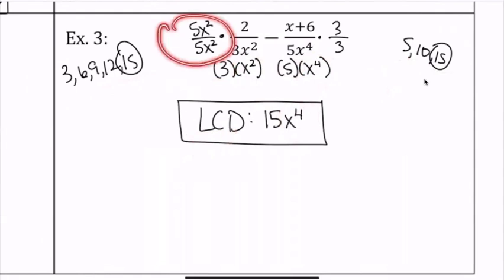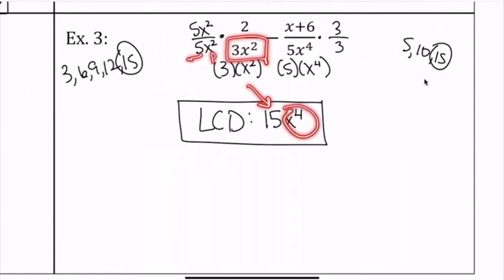And then over here, I've shown how we're going to do that. Our first one was 3x squared. I wanted to make a 15, so I'm missing a 5. And then I want to make x to the 4th, so I'm missing 2 x's, so I got x squared right there. Remember, doing it on the top and the bottom, because that is equivalent to 1.